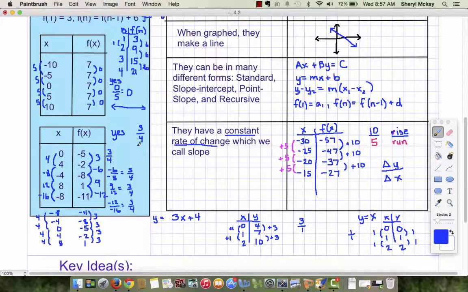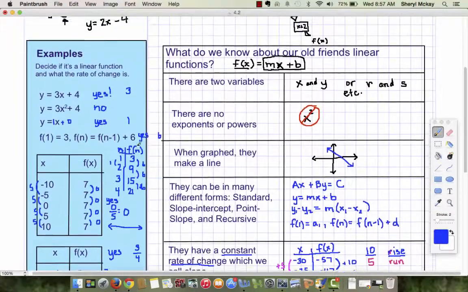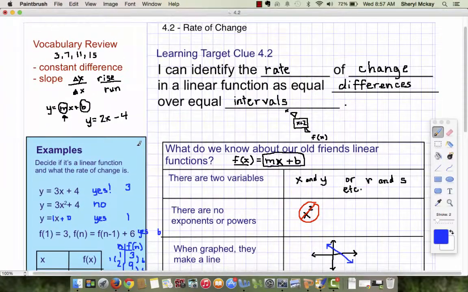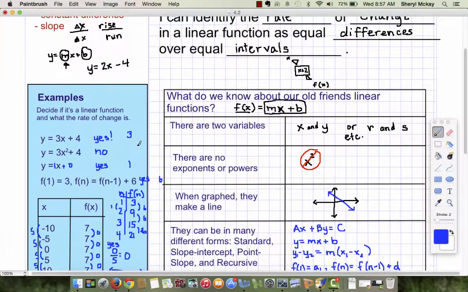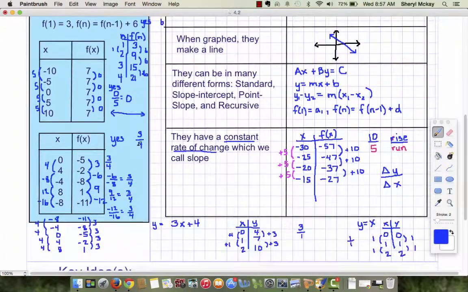All right, that's it for constant rate of change. Remember, you can identify the rate of change in a linear function as equal differences over equal intervals, meaning we take the difference over the interval, and each time they'll be equal.